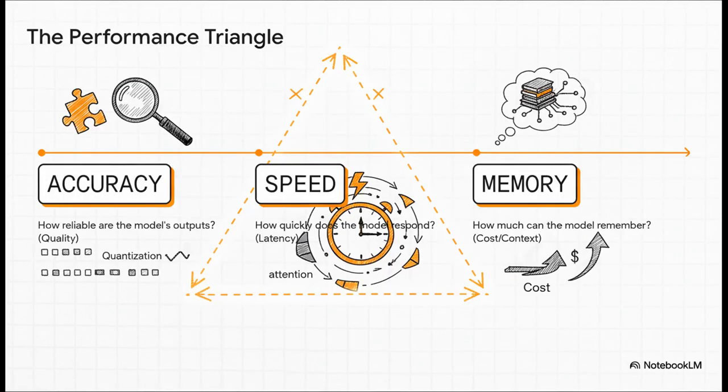So really, it all boils down to this, what I like to call the performance triangle. You've got 3 competing priorities. On one corner, you have accuracy or quality. That's what quantization messes with. On another corner, you have speed or latency. That's all about your attention architecture. And on the third, you have memory, which controls your cost and how long of a conversation you can even have. And here's the kicker. You can't have it all. You can't maximize all 3 at once. If you push on one corner of this triangle, you're always going to pull back on another.